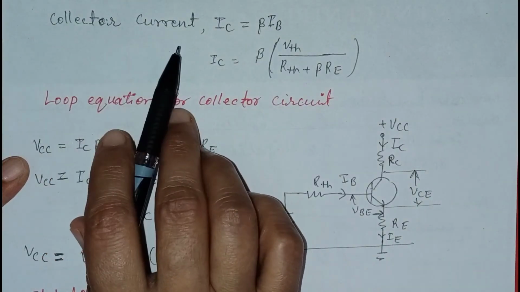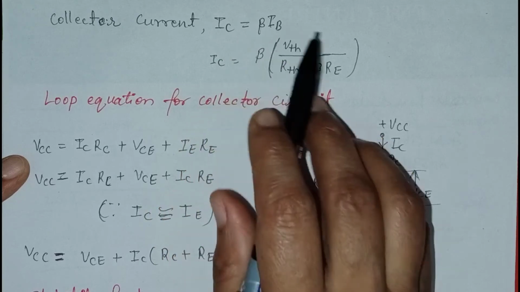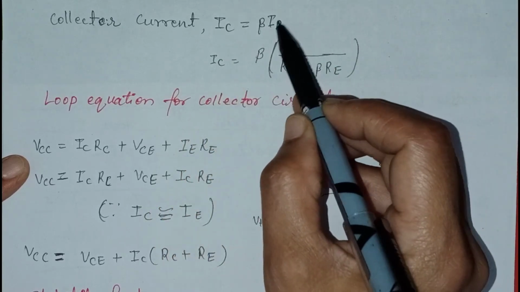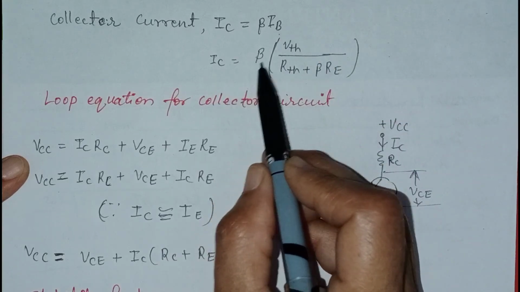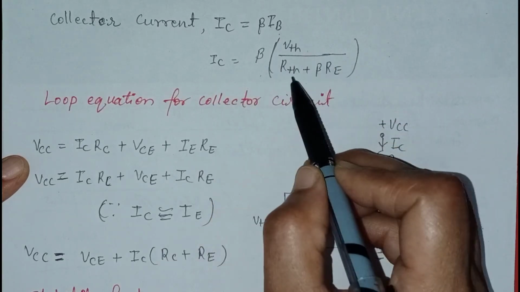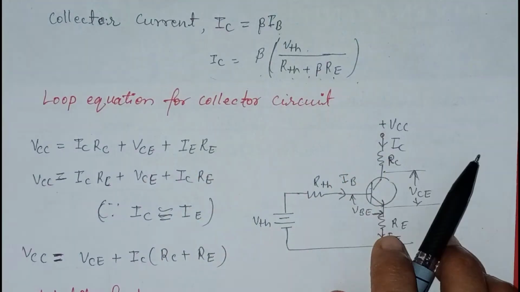Now we will find the collector current. The collector current equation is IC equals beta IB. Now the equation that we have derived for IB, we will put it here. So IC will be equal to beta VTH upon RTH plus beta RE. So this is the equation for IC.